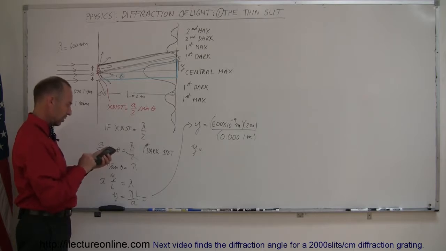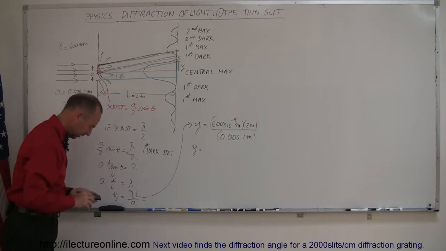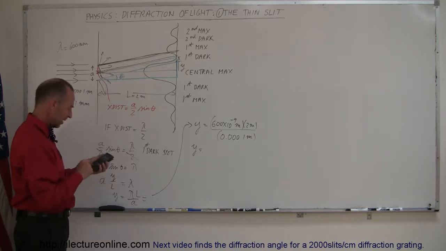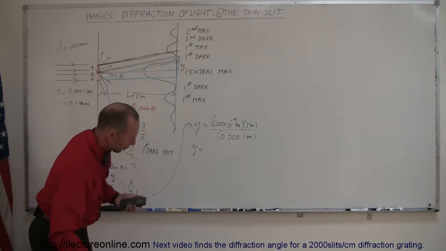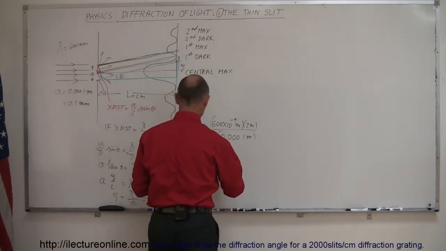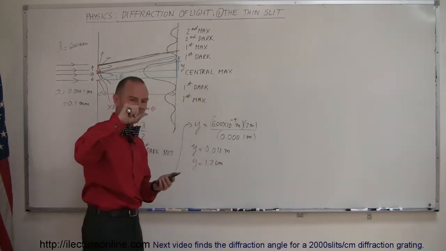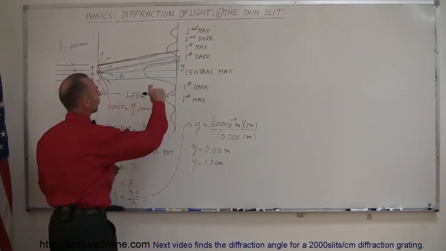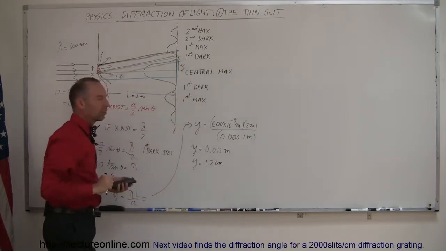okay, times 2 divided by 0.0001 equals, and it looks like that didn't come out right. Let me try it again. 600 e to the minus 9 times 2 divided by 0.0001 equals, that's better, and that would be 0.012 meters, so y is equal to 1.2 centimeters, or 12 millimeters, so about that much. So the first dark spot would occur 1.2 centimeters away from the central maximum.